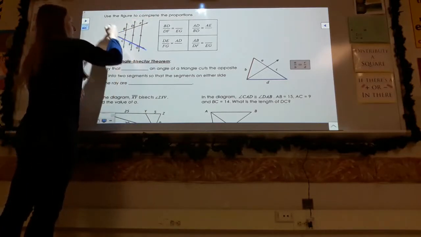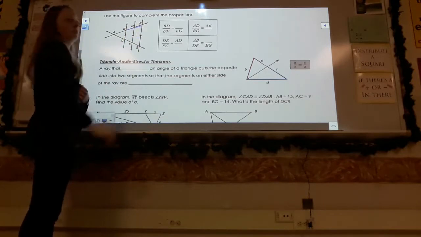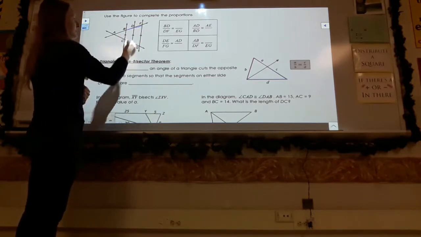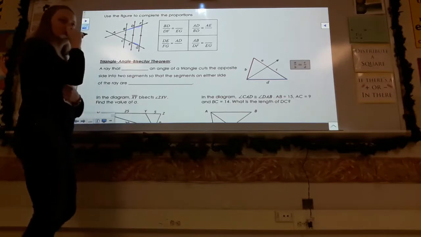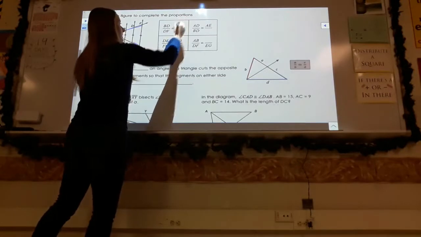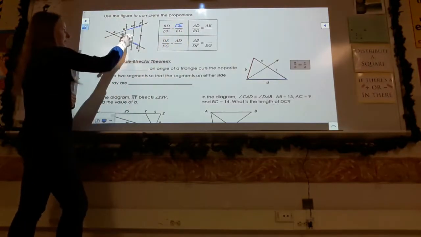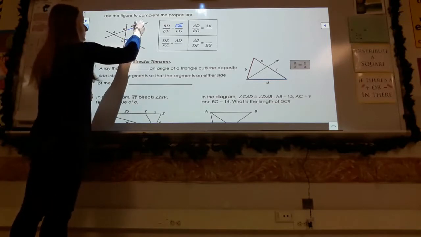So I'm going to undo this. The first one says BD over DF, right? And then we have a missing piece and then EG. What's the missing piece that would finish that proportion? CE. Good. Because we need that to finish the pattern with the proportion using side splitter.